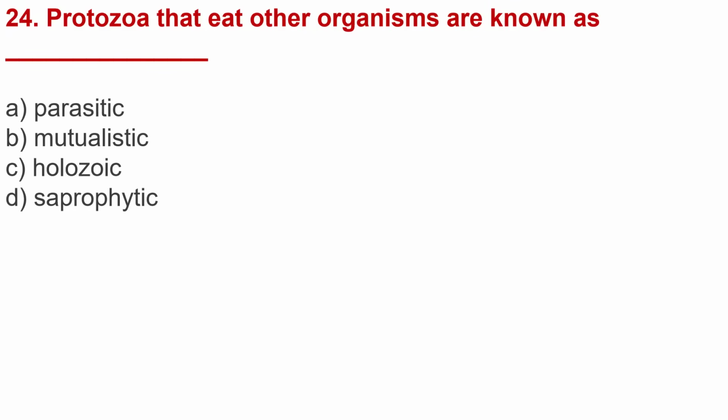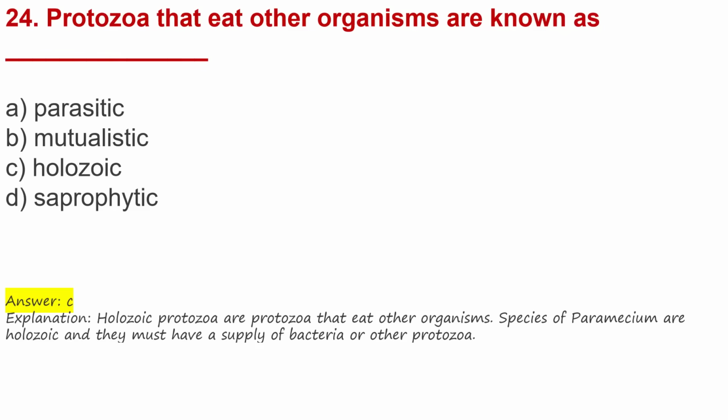Protozoa that eat other organisms are known as A. Parasitic, B. Mutualistic, C. Holozoic, D. Saprophytic. The answer is Holozoic. So Holozoic protozoa are protozoa that eat other organisms. Species of Paramecium are holozoic, and they must have a supply of bacteria or other protozoa. So this is called holozoic.